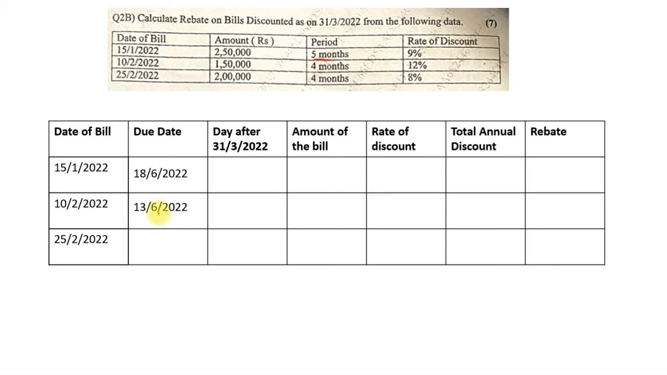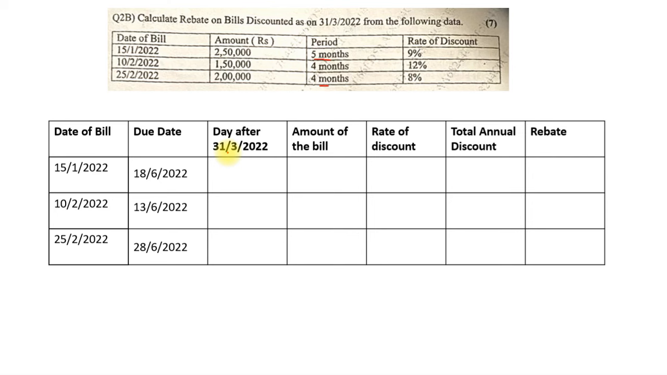So 13 June. 25th Feb, again 4 months ahead. So that will become June, 25th June, and 3 days grace, 26, 27, 28. So 28 June 2022. That is step number 1, due date. Now we need to calculate the days after 31st March.